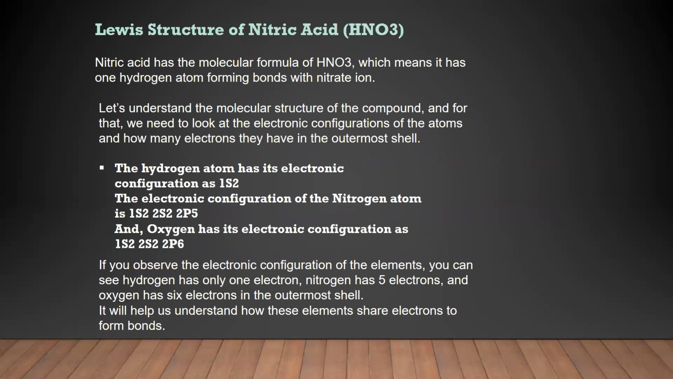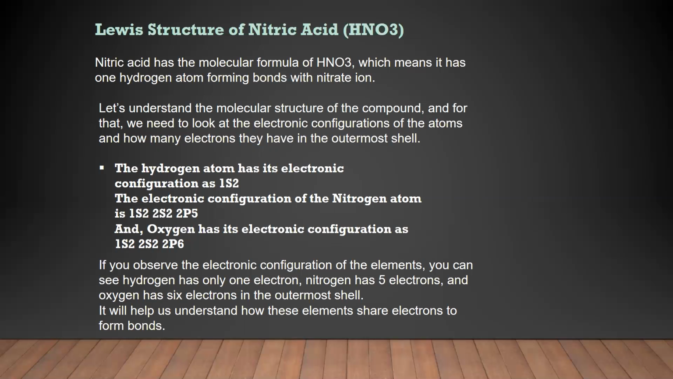Here is the Lewis structure of nitric acid. Now we will be discussing the Lewis structure of nitric acid. In nitric acid, there is one hydrogen, one nitrogen, and three oxygen atoms present. Nitric acid has the molecular formula HNO3, which means it has one hydrogen atom forming bonds with the nitrate ion. Let's understand the molecular structure of the compound, and for that, we need to look at the electronic configuration of the atoms and how many electrons they have in the outermost shell.